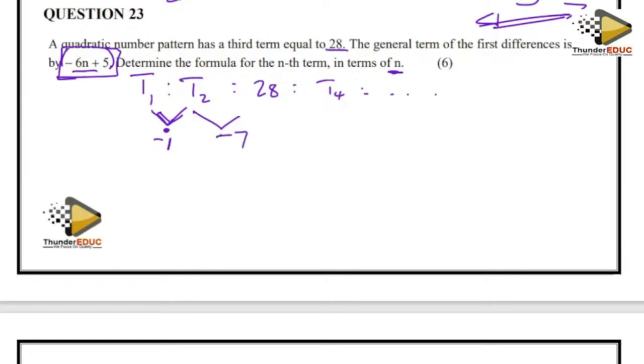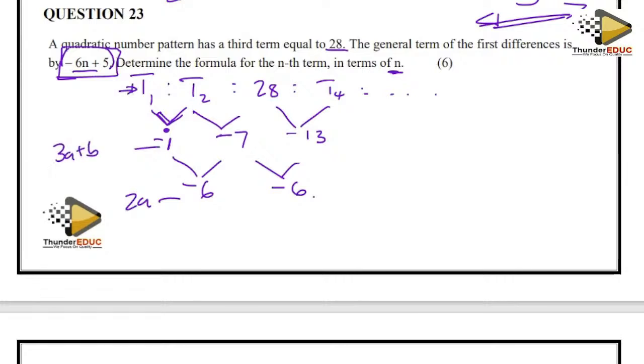Okay. And then the next one, what will it give us? If I use a 3, that's going to be negative 6 times 3 plus a 5. That becomes a negative 13. So which means that if I get negative 7 minus that, I get negative 6. That's my second difference. Okay. So what do we have? We have this last part that represents the 2a. We have the part that represents the 3a plus b.